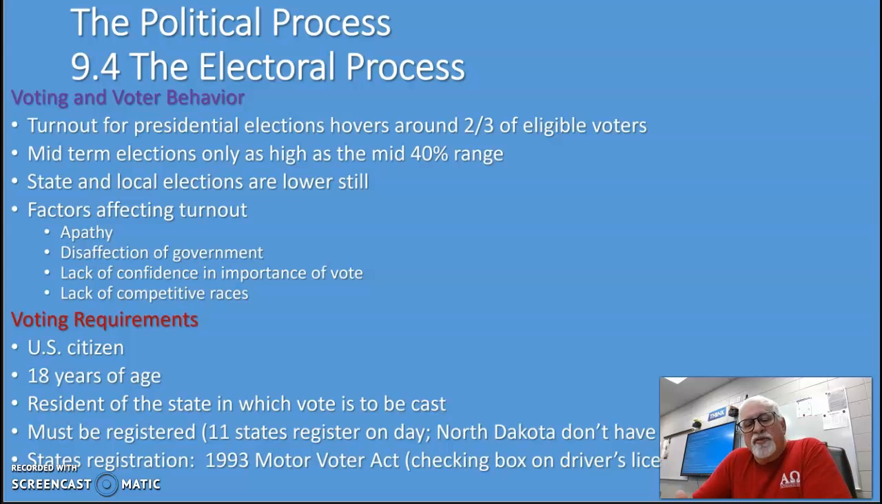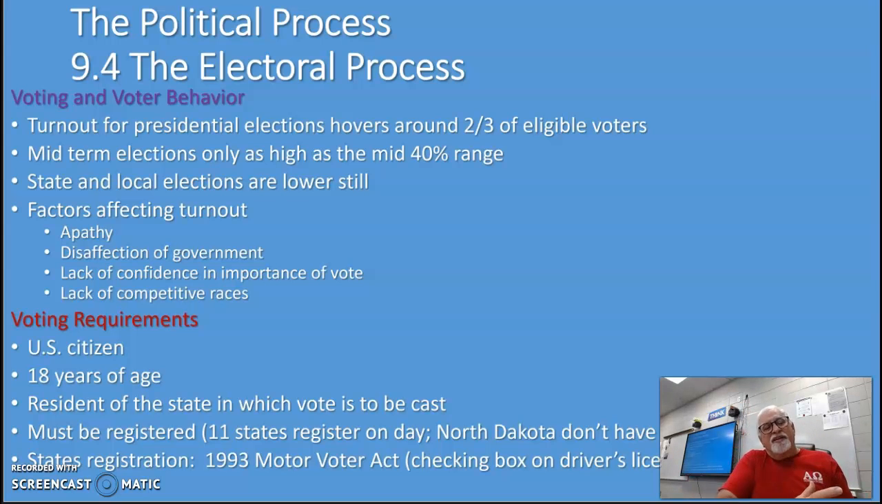What are the requirements? Well, you have to be a U.S. citizen. You have to be 18 years of age to vote in federal elections. You have to be a resident of the state in which your vote is to be cast. And you must be registered. Now, 11 states allow you to register on voting day. And in North Dakota, you don't have to register at all.